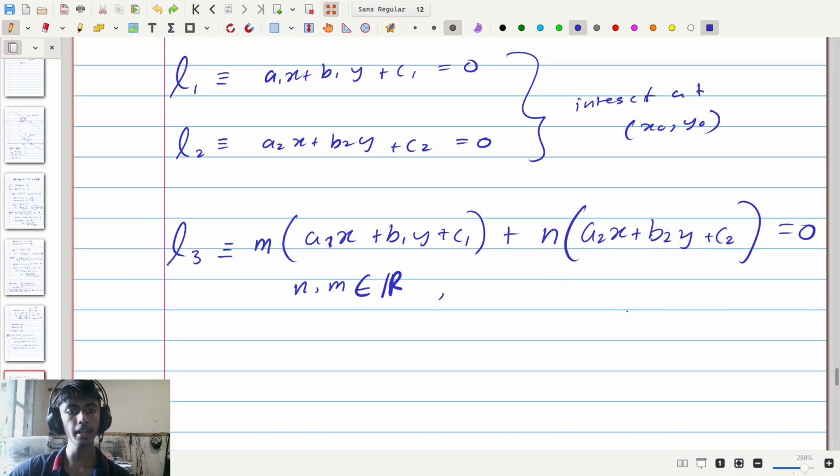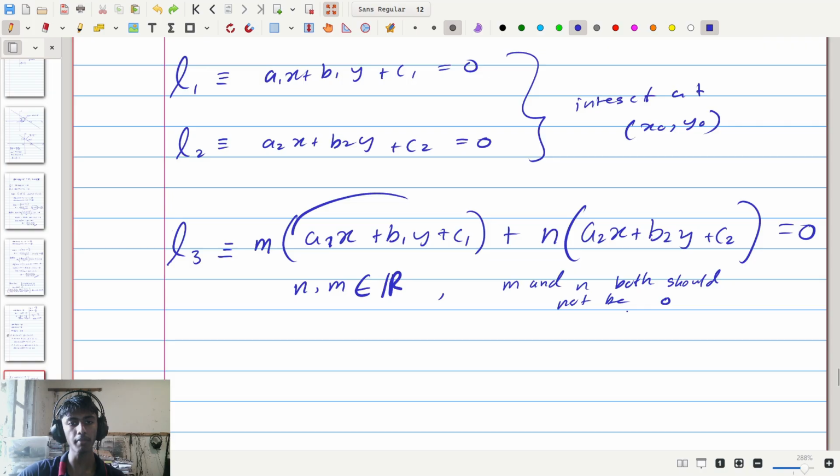not have m and n both being equal to 0. One of them can be 0, but both of them should not be 0, because if both of them are 0, we just have on the left here 0 times something and on the right here 0 times something. So it really doesn't matter what's inside these two brackets here, because for any such values x and y, this statement will be true.